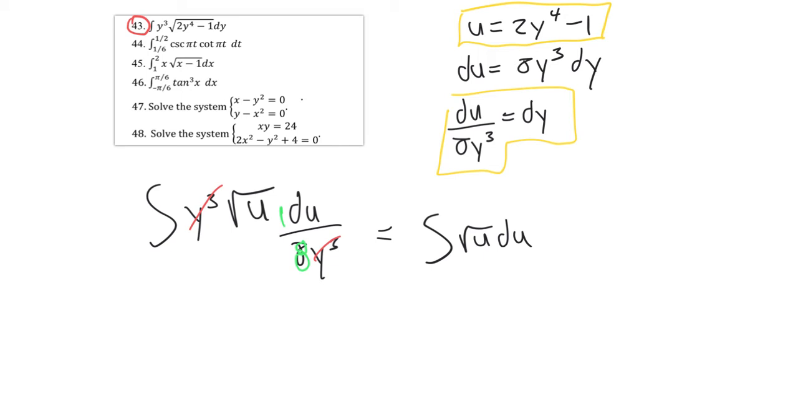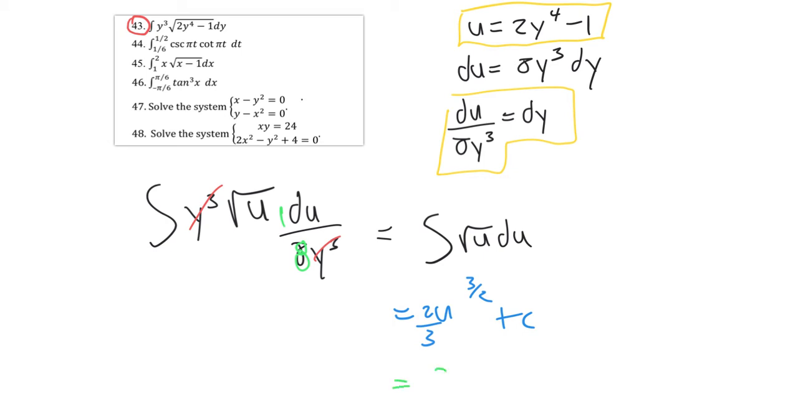After actually performing the integration, it would become u to the 3/2 times 2/3, plus c. The reason for that is because it's really u to the 1/2, and then when you apply the power rule, it's going to become u to the 3/2, multiplied times a new coefficient of 2 over 3. At that point, we are ready to substitute.